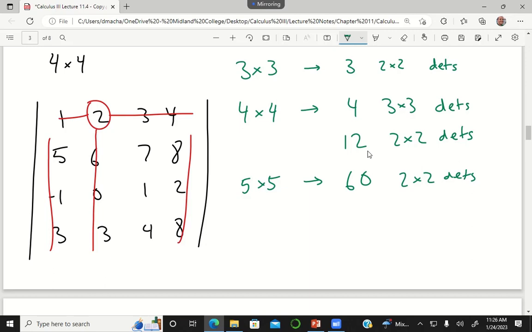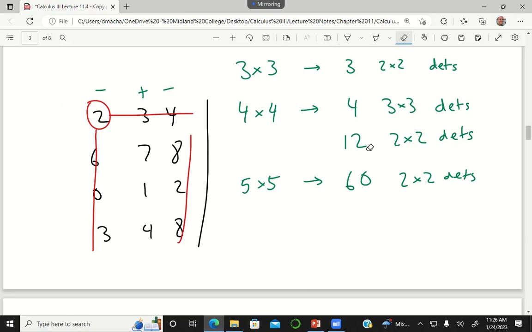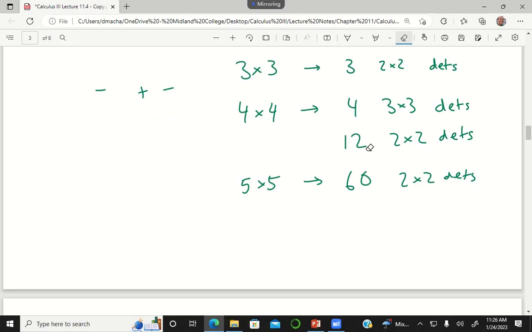And the same as the 3 by 3, you have to do plus minus plus minus? Yes, exactly. So you do plus minus across the top. So determinants are a real pain. What we're going to end up doing in this class is mostly 3 by 3 determinants, which is not fun, but also not impossible.